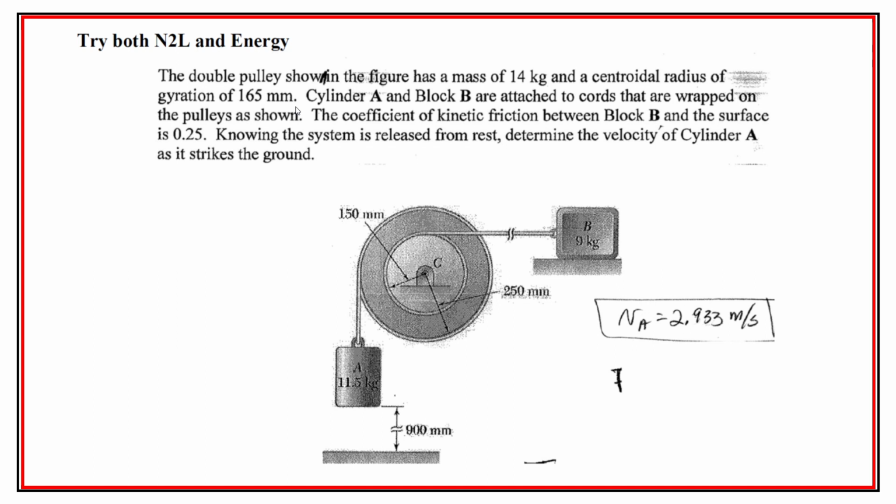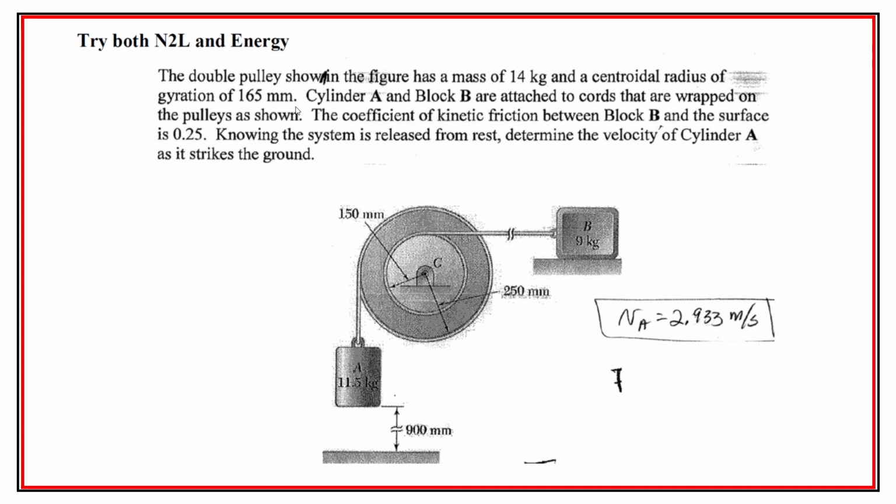So what we have is this thing, 14 kilograms. I don't know what to call it, I'll just call it MC. And a centroidal radius of gyration. I guess I'll go with the K thing. I don't really like K, but it's in millimeters.